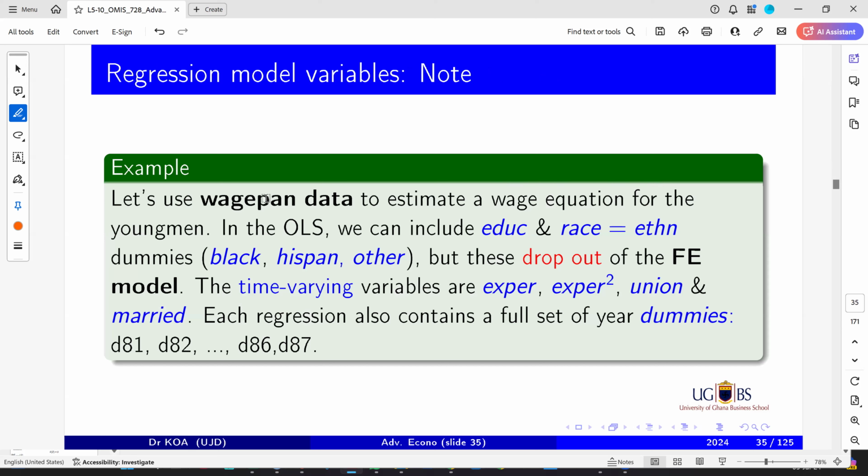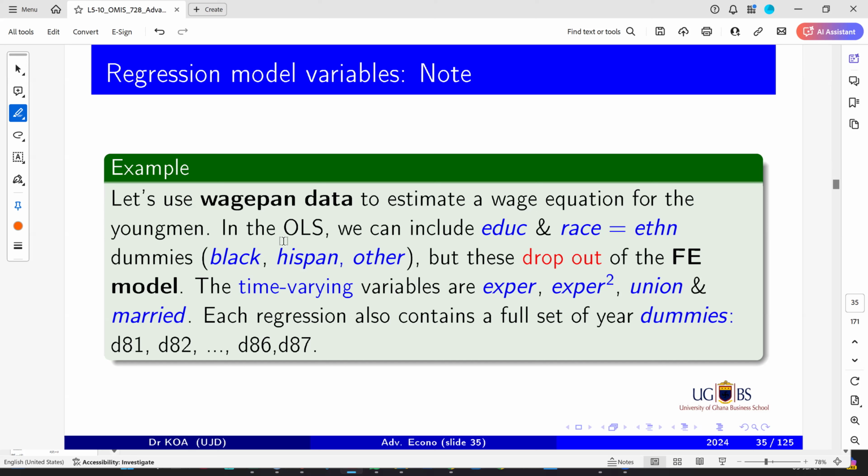So we're going to use the wage band data and we estimate the equation for this young man. In this pooled OLS, we are going to include education and race. Okay. Race is a dummy, which is Black, Hispanic, and other. But when we get to the fixed effect model, these ones will drop because remember, in a fixed effect model, anything that is presumed to be fixed is removed from the model.